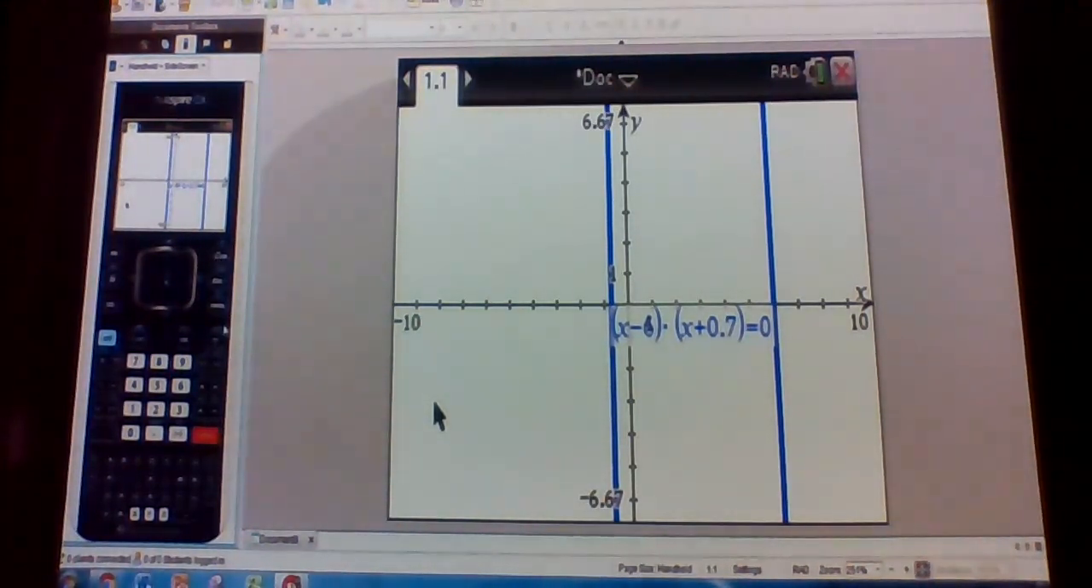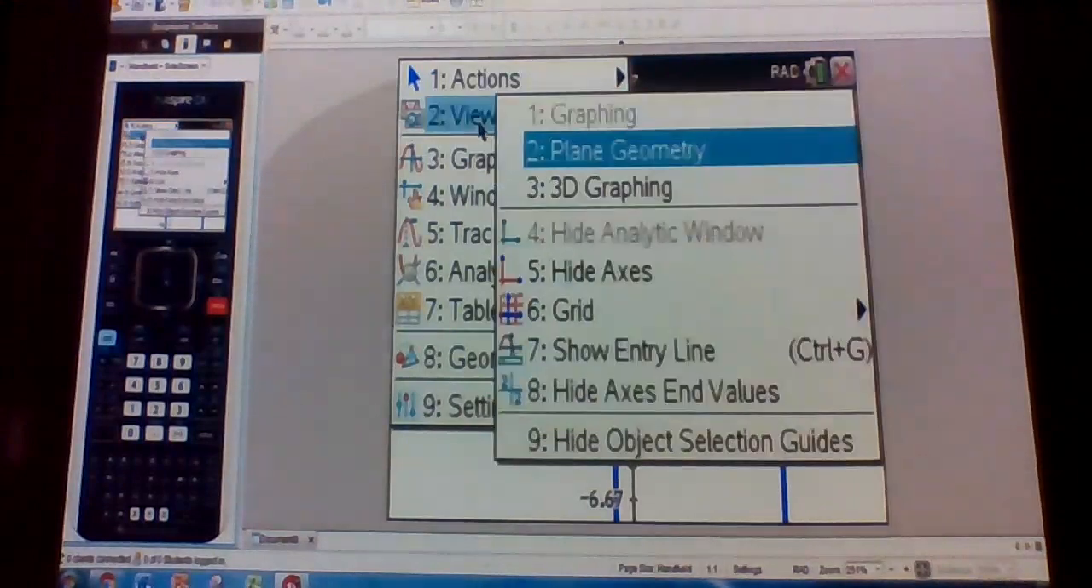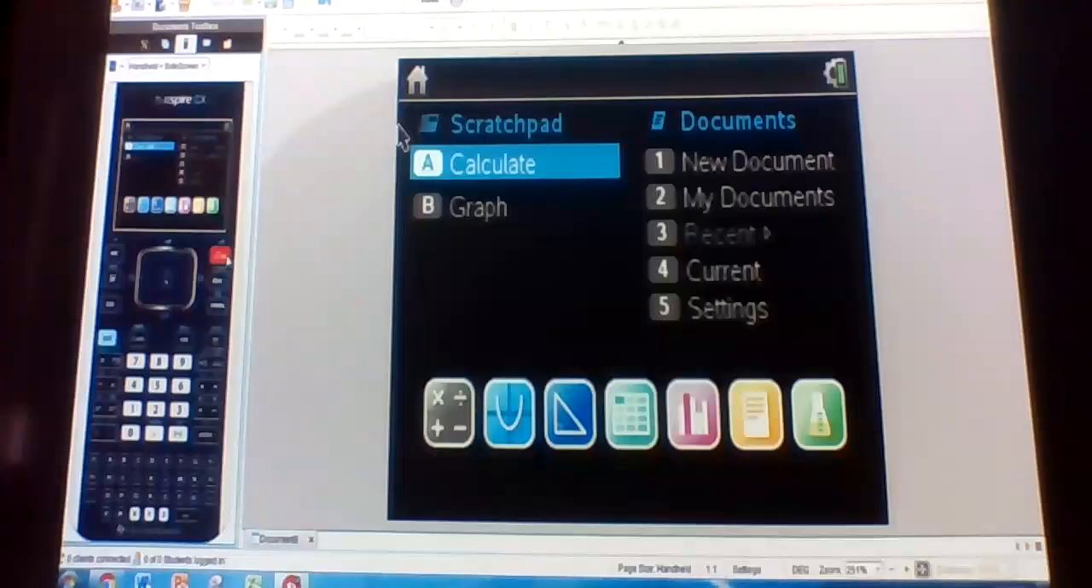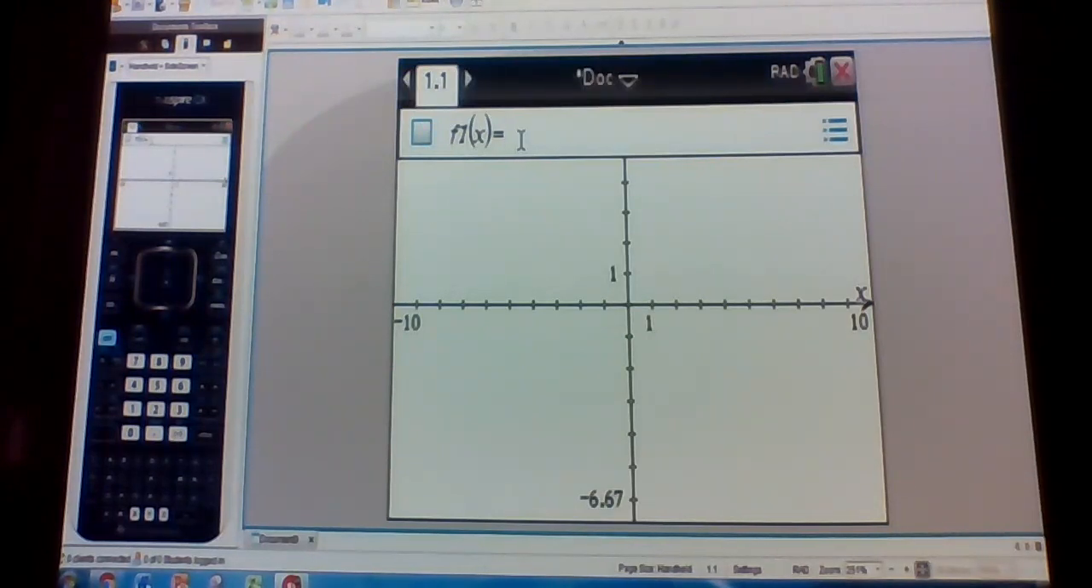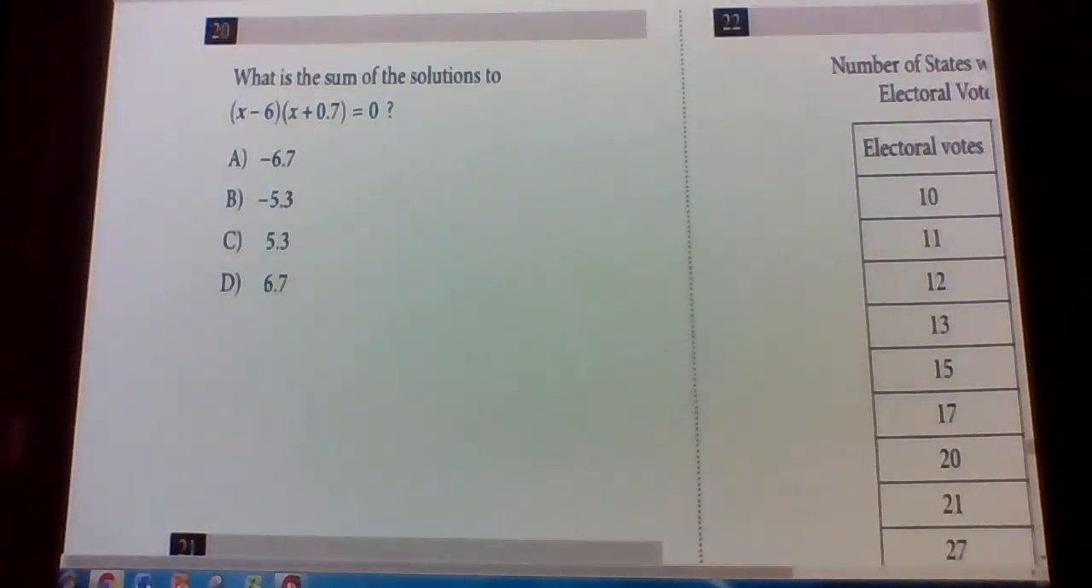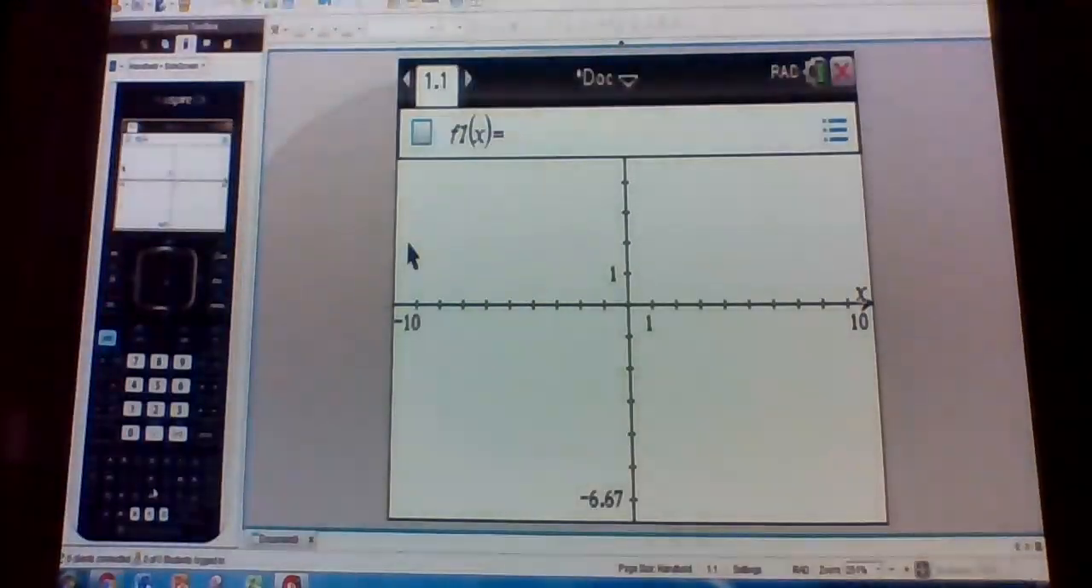Let me start over. New document. Right. We don't want it to equal 0. Let's just say f of x is going to equal that, and then we can find our x-intercepts that way. So let's do f of x and then x minus 6.